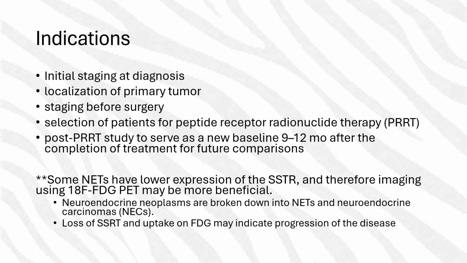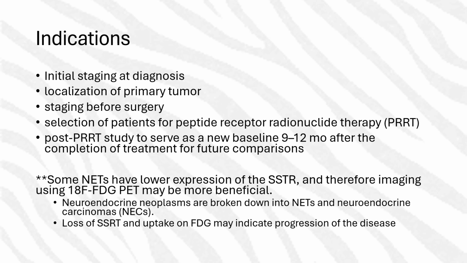So it is important for patients to get both, especially as the tumor progresses. Those FDG studies will be more and more important. Neuroendocrine neoplasms are broken down into neuroendocrine tumors and neuroendocrine carcinomas. You will have a loss of somatostatin receptors as it progresses to carcinoma, and the loss of somatostatin receptors and uptake on FDG may indicate that there is a progression of the disease.